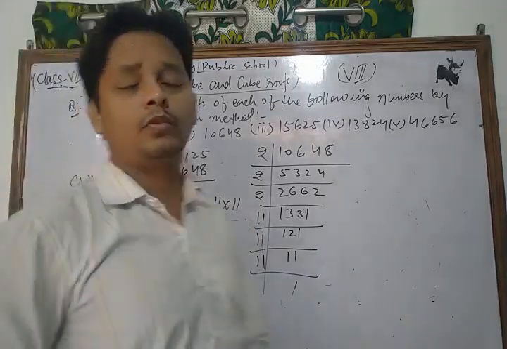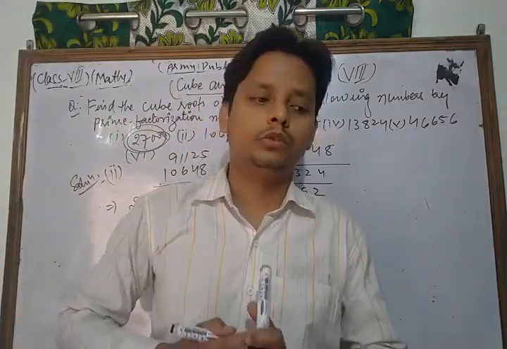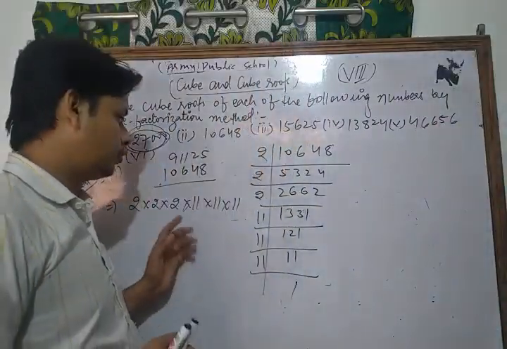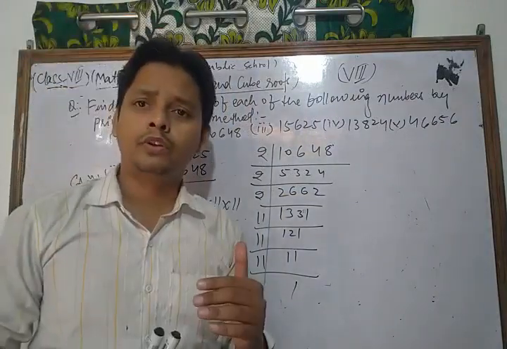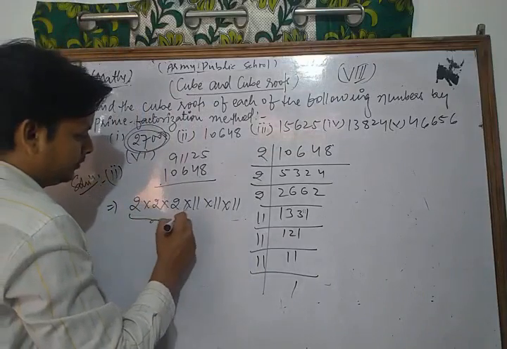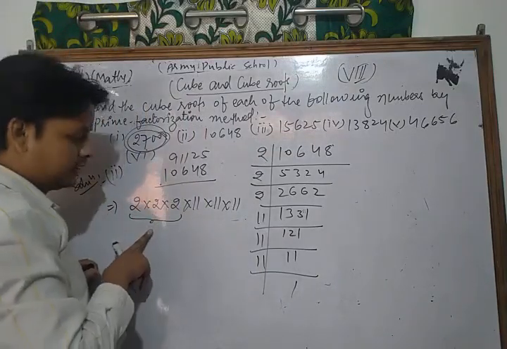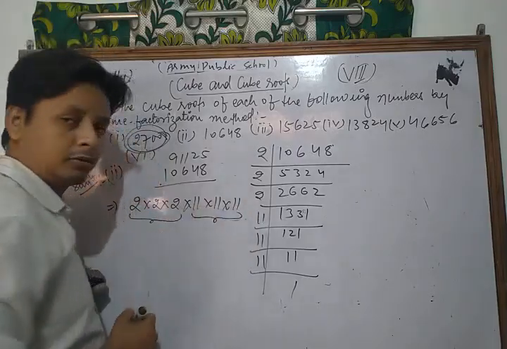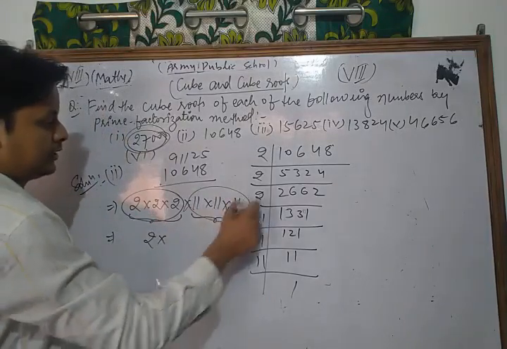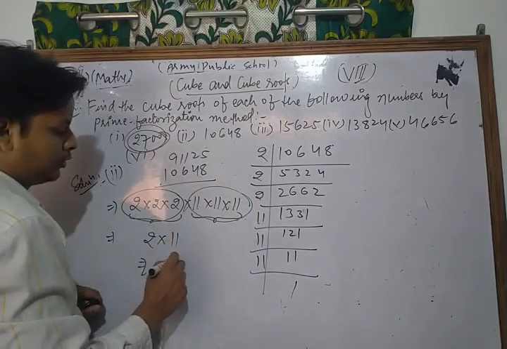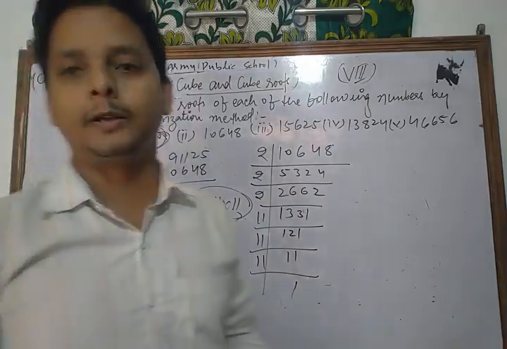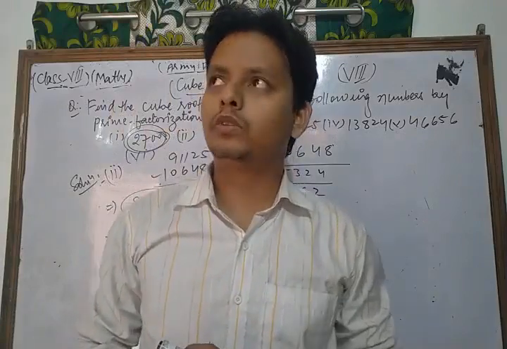Now, what is the process to find the cube root? First of all we group all the factors in triplets of equal factors. Here we find that 2 is in the form of triplets and 11 is also in the form of triplets. From each triplet we take one 2 and one 11. So 11 times 2 is 22. So 22 is the cube root of 10,648. This is the cube root of the given number.